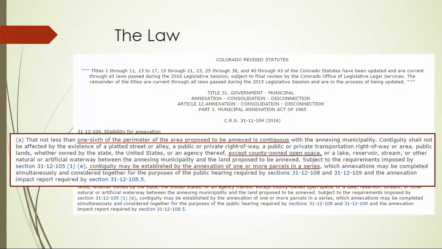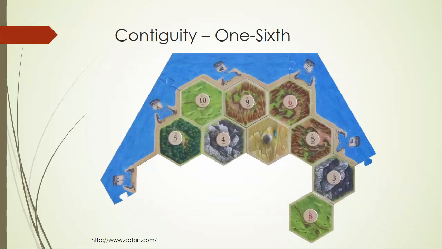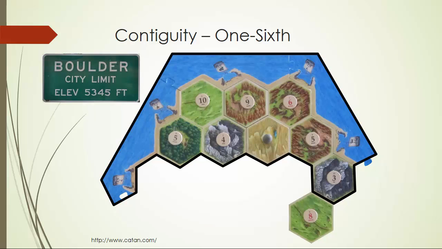So what does that mean in practice? Let's start with the 1/6. Here you see a Settlers of Catan board. Let's assume that the area that I've circled in black is the city of Boulder. Here, I'll even add a few game pieces to make it look a little bit more populated. What if the purple player wanted to expand into the field, shown with the number 8?